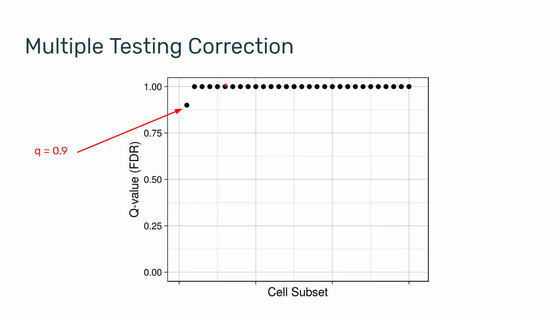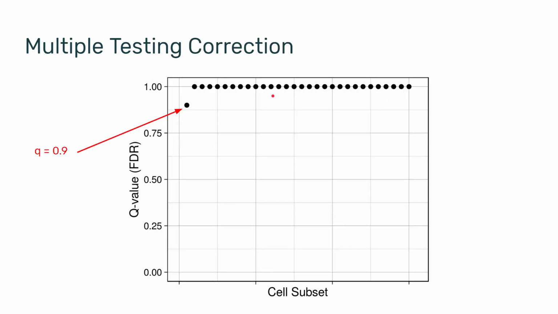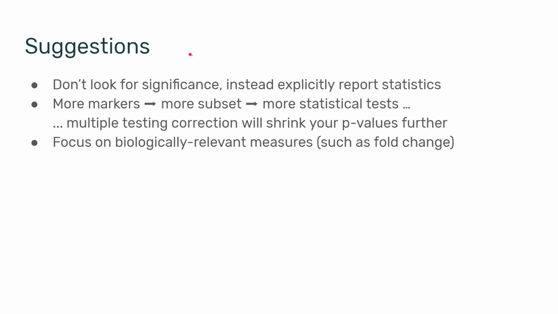So in addition to having a low sample count, which already gives you higher p-values, you need to correct, which is going to wash that out even further. So what can you do? First of all, don't look for statistical significance. Instead, explicitly report the different statistics that you see. Medians, fold changes, p-values, FDR scores, just include all of them. It's very easy to pick the right numbers for the text and then just put a whole table, a huge spreadsheet, in the supplementary material.